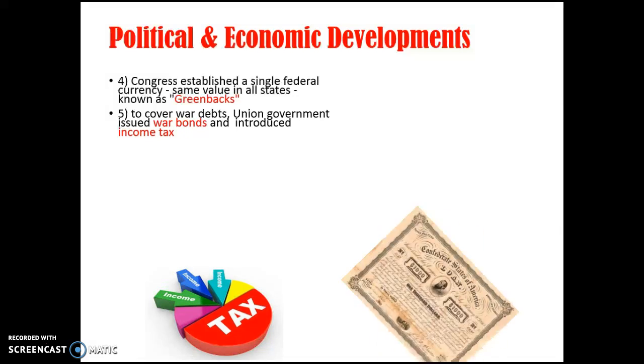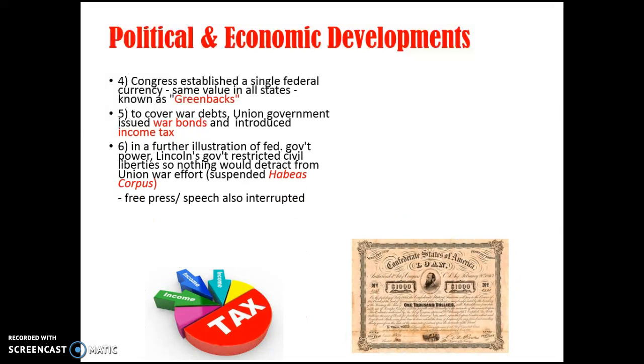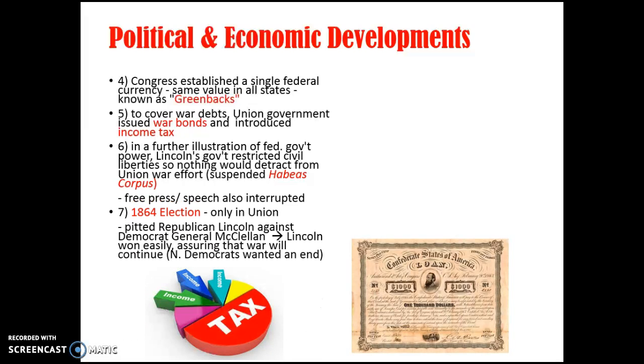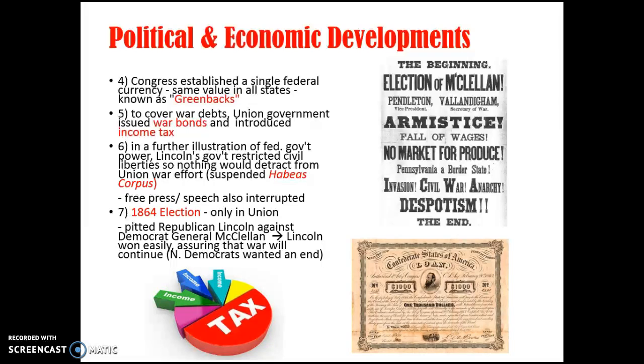Congress will establish a single federal currency, with the same value in all states, known as greenbacks. To cover war debt, the federal government will issue war bonds and introduce income tax, which we pay now in our paychecks. And a further illustration of federal government power, Lincoln's government restricted civil liberties.